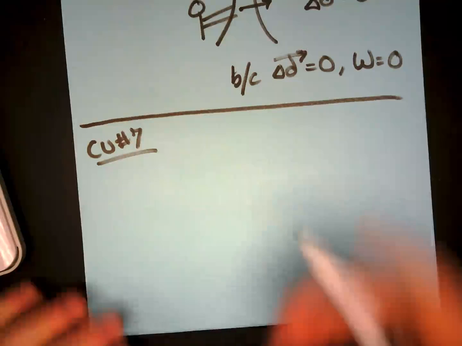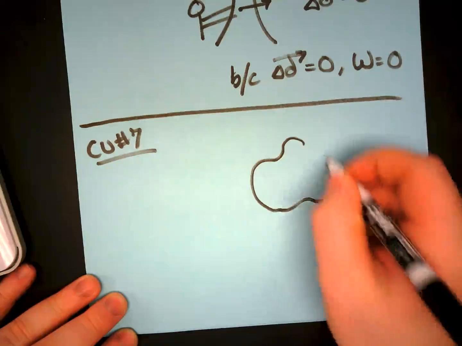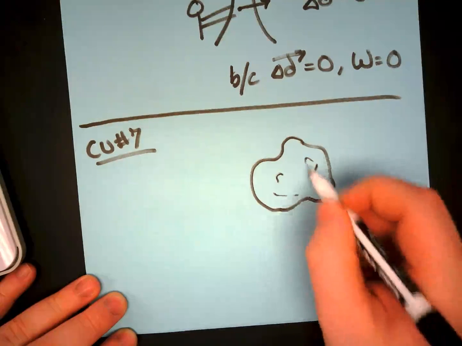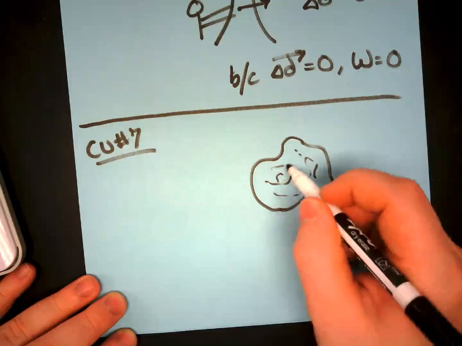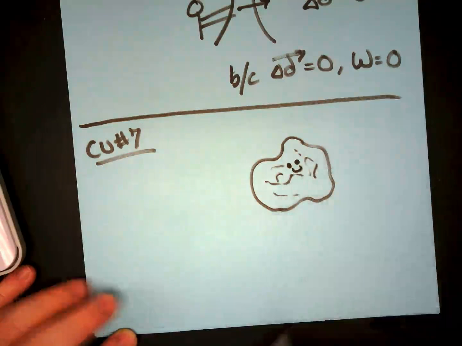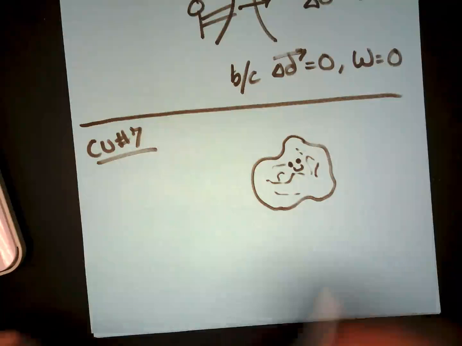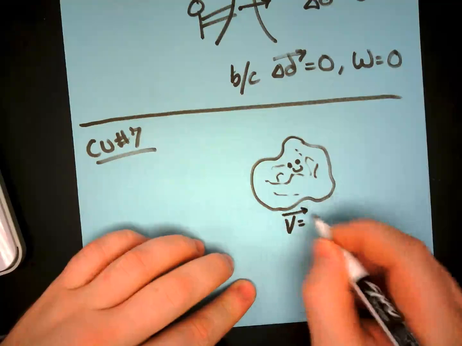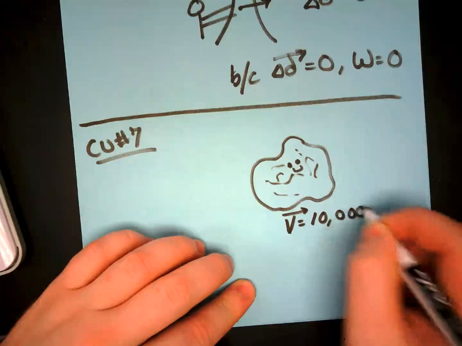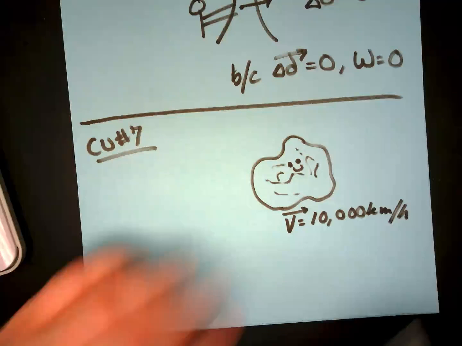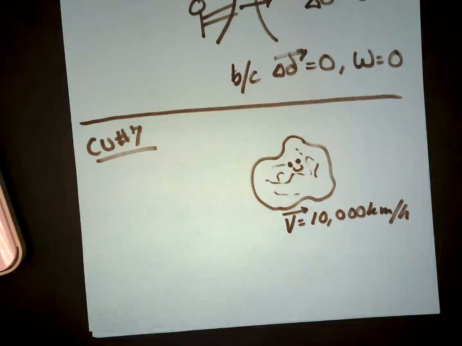Okay, well, we've got this lovely meteoroid that is moving. Give him a little face. Why not? This little dude is moving through space, and he's moving through space at a velocity of 10,000 kilometers per hour. Wow, that's so fast. That's so cool. How much work is being done?